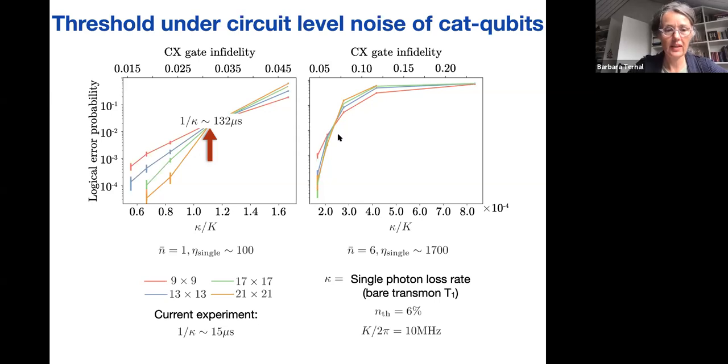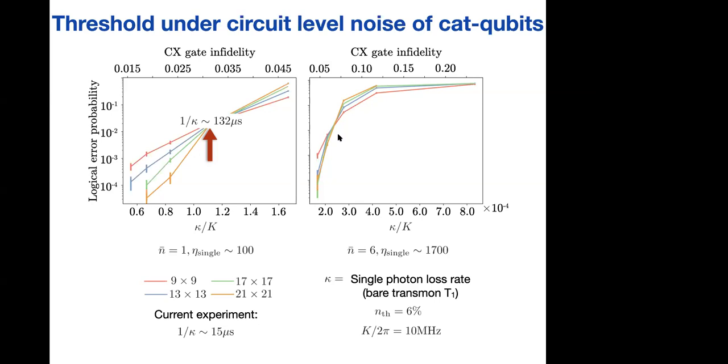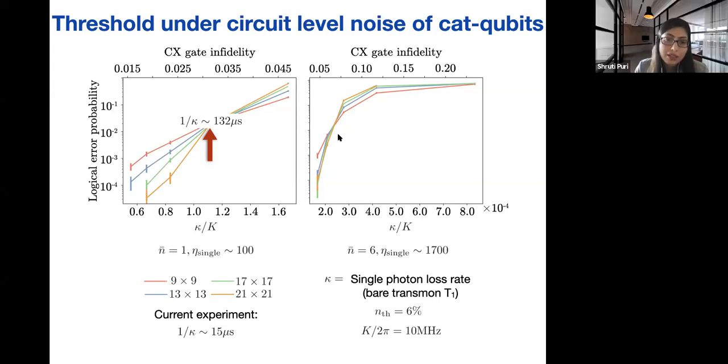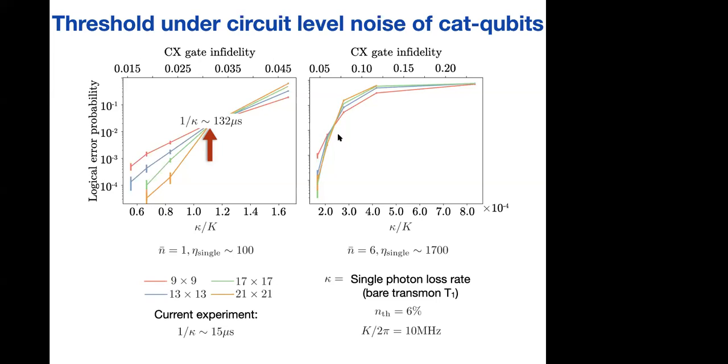Yeah. Okay. All right, Shruti, can I follow up on Barbara's question about the measurement error rate? Yeah. So that measurement error rate that you quoted must be somehow conflated with the gate error rates, or maybe I'm misunderstanding something. Because you said it changes depending on, oh, I see, because you're also plotting with respect to kappa and K? Yes. I see. Okay, yeah. I answered my own question.